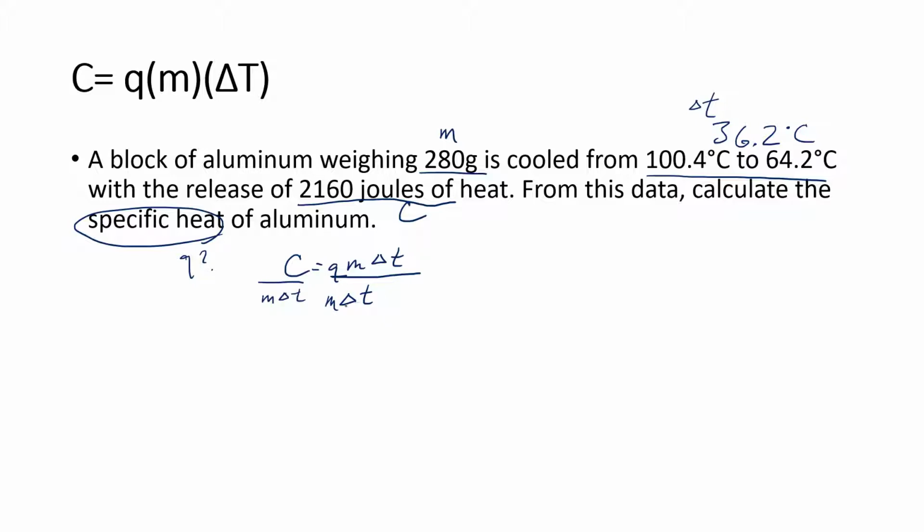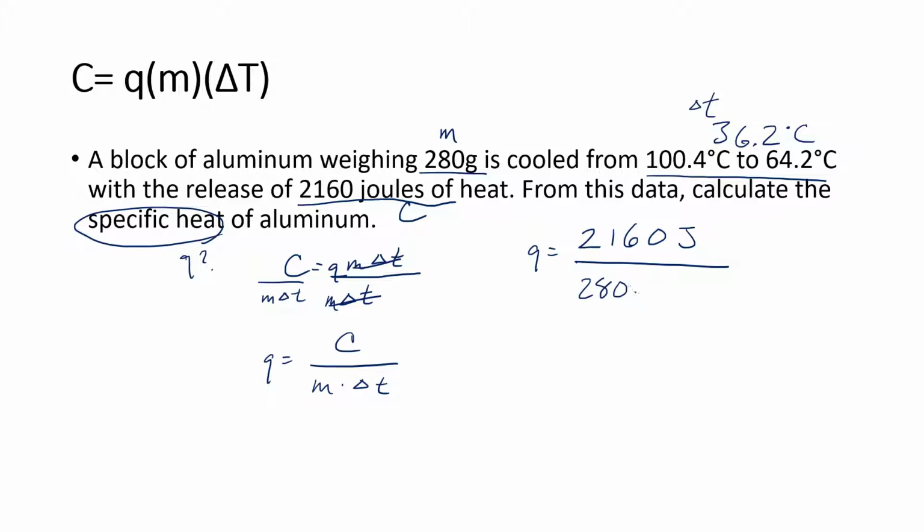See that this cancels out. That means Q is equal to C over m times delta T. Now all we got to do is plug in because we already identified everything. Q is equal to C. Our C is 2,160 joules divided by the mass, which is 280 grams, and then that's times 36.2 degrees Celsius.